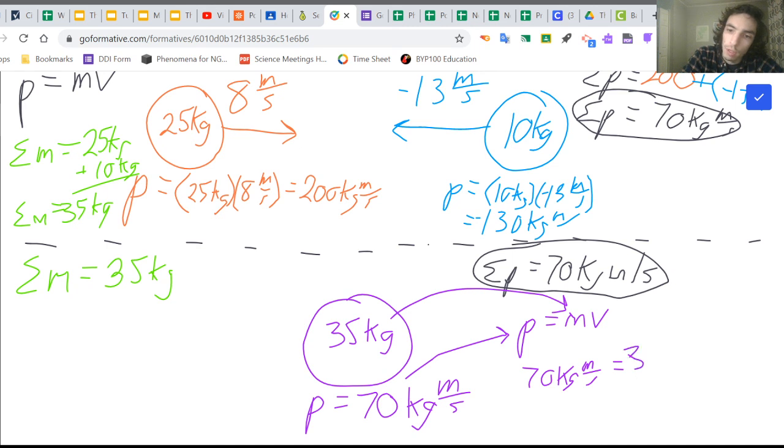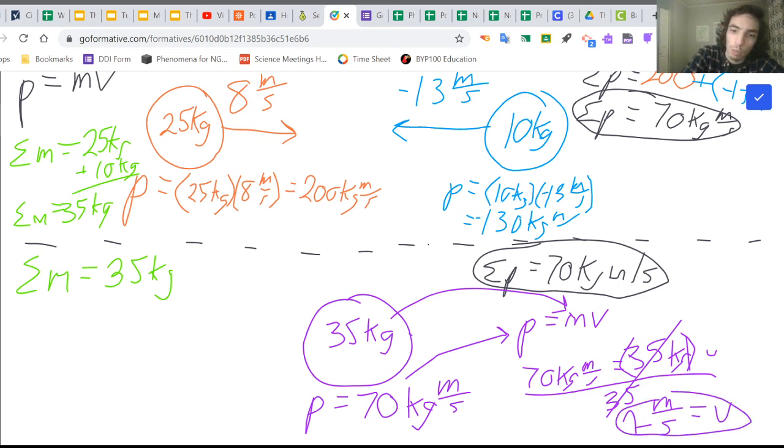35 v, basically. I'll put our units here since I think I have room now. And we just need to divide both sides by whatever is being multiplied by our variable. So let's divide both sides by 35. And that will get us 2 meters per second is equal to this final velocity.